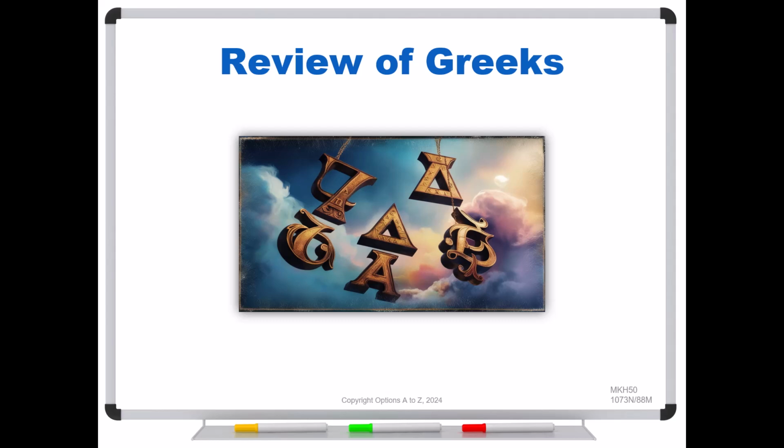And I got an email from one of the traders in our group asking for a quick review of the Greeks. Not super detailed, but just a quick overview of how to interpret these numbers that we see on our brokers' platforms. What do they mean? How should we interpret them? So sure, why not? Let's have a quick review of the Greeks.